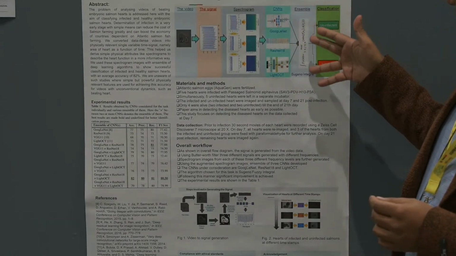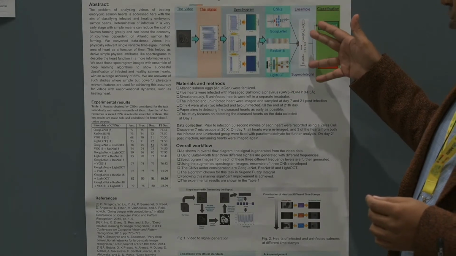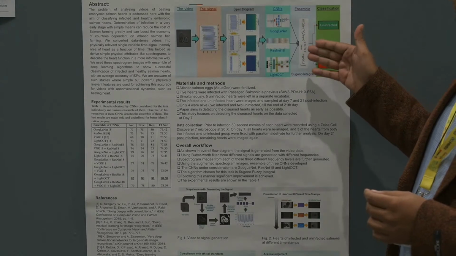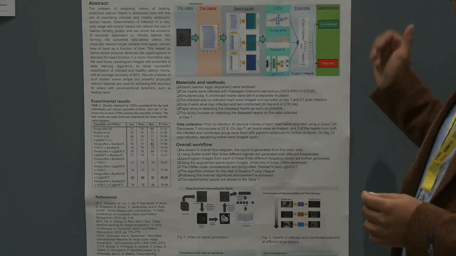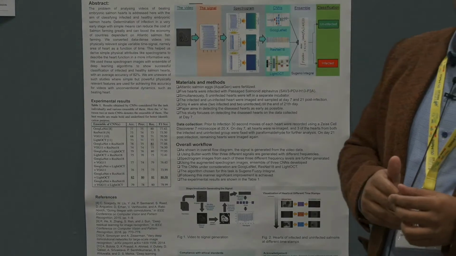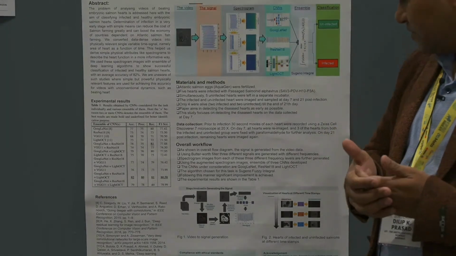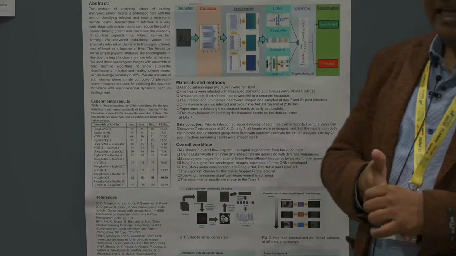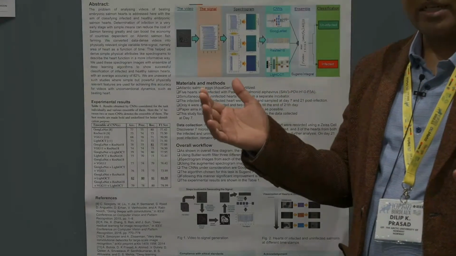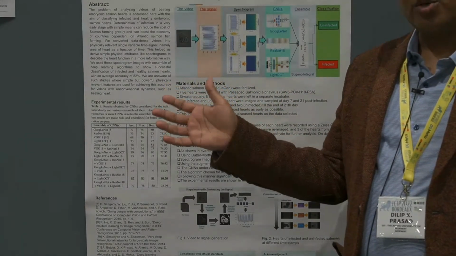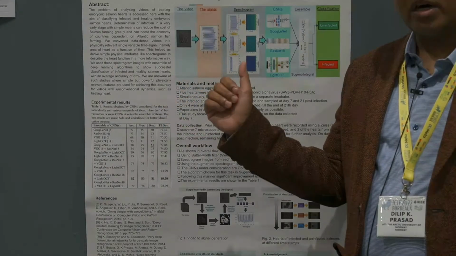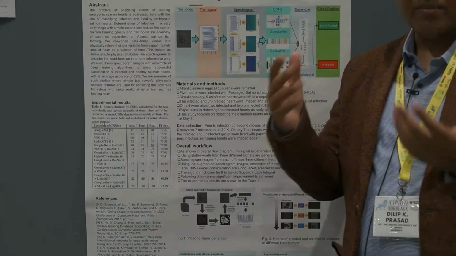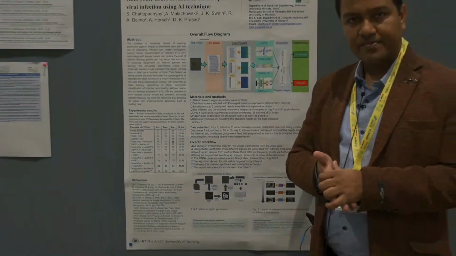And then from the Sugeno fuzzy integral approach, we did the ensemble of it, and then we found the classification between infected and uninfected heart. So now this pilot study has helped us to go for a larger study. Now we have done a study with 200 fish samples, and the result will come in the future. Thank you.